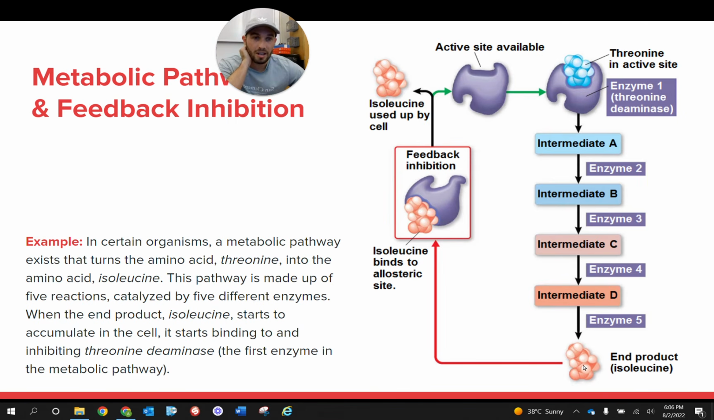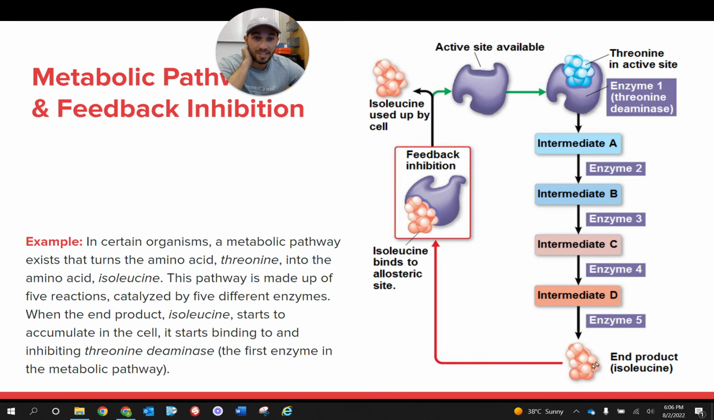And when there's too much isoleucine being made, you can see that it can start binding to this first enzyme and inhibiting it, so that it's no longer able to do this first reaction, which is going to shut down the rest of these reactions, which is perfect. That's exactly what we want.